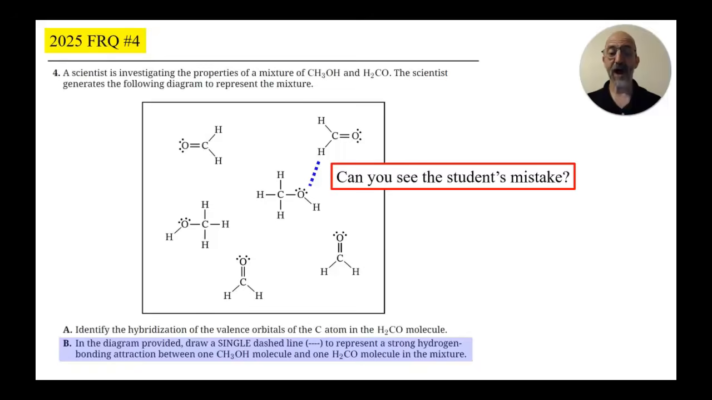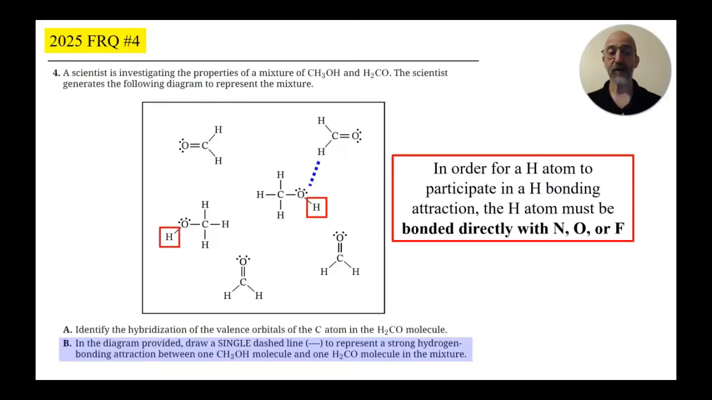They definitely have an oxygen on the CH3OH molecule connected to a hydrogen on a different molecule. But remember that for a molecule to participate as a hydrogen bond donor in a hydrogen bonding attraction, the hydrogen atom must be bonded directly with either nitrogen, oxygen, or fluorine.